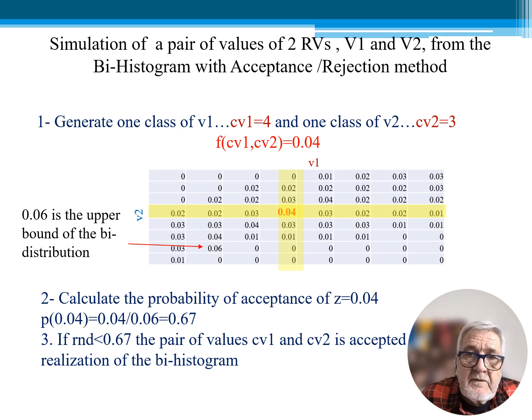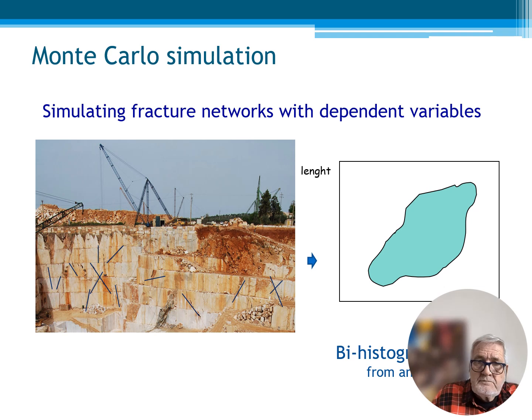Now, simulation of two pairs from the acceptance rejection method. This is exactly the same. Generate one class of v1, first the fourth class of v1, and one class of v2 here, and this gives you this value, and we calculate this probability, and we accept or reject. This is exactly the same.